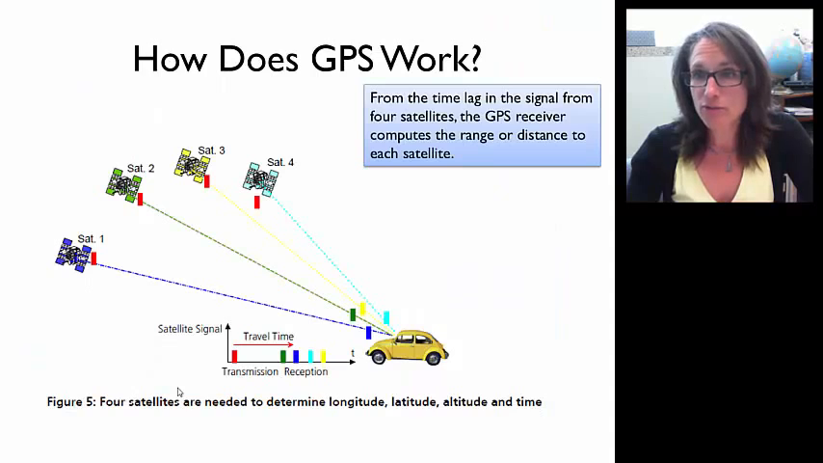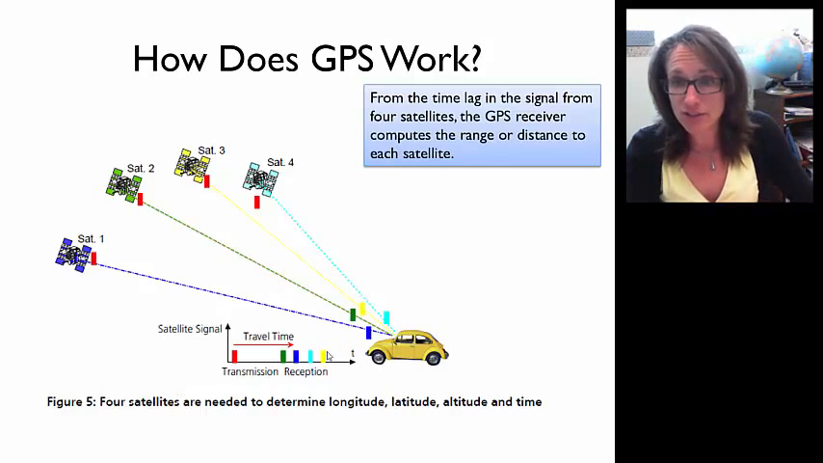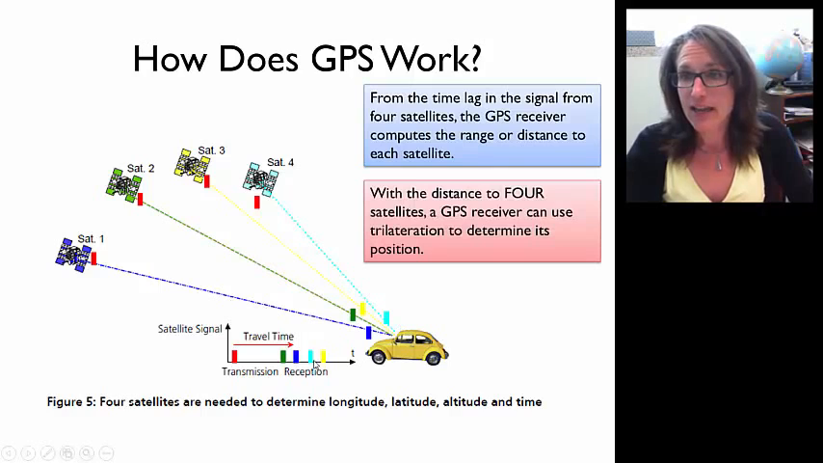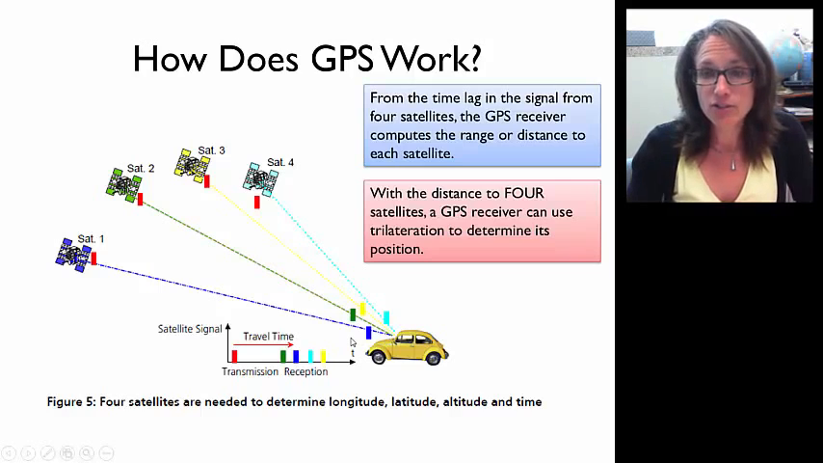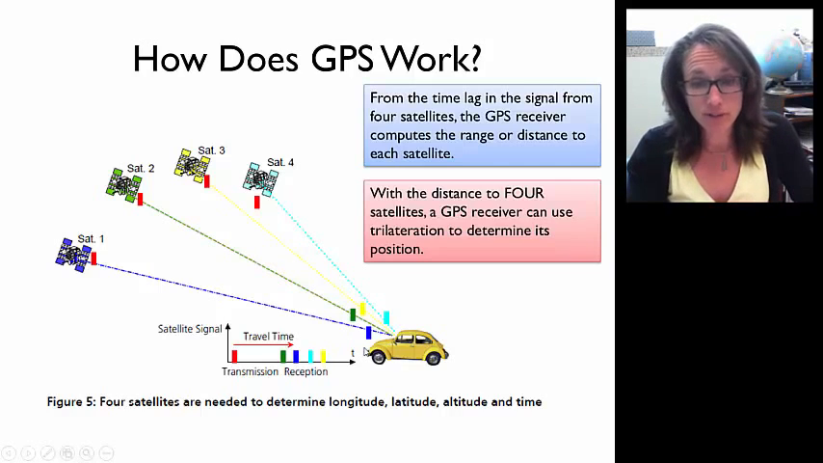So just a quick review. From the time lag in the signal from the 4 satellites, the GPS receiver computes the range, or the distance, from the receiver to the satellite. And then, using the distance to those 4 satellites, it can trilaterate to determine its position. And that's what's going on in a GPS receiver.